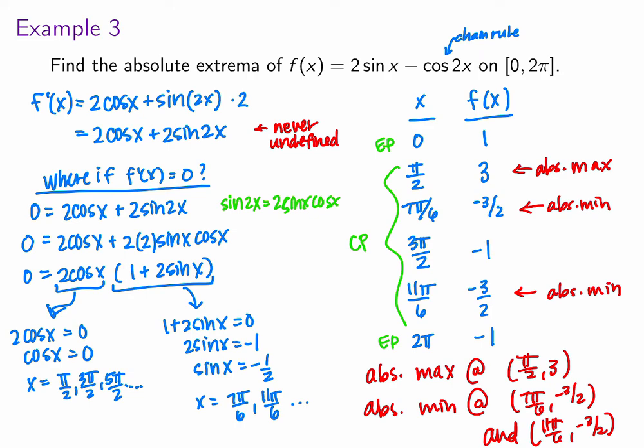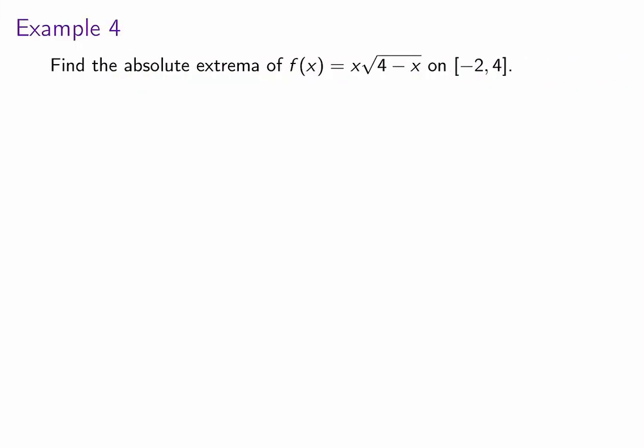All right, let's look at one last example. Let's find the absolute extrema of f of x equals x times the square root of 4 minus x on the interval negative 2 to 4. All right, so our first step is we need to find our derivative.